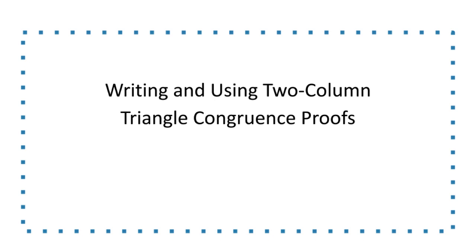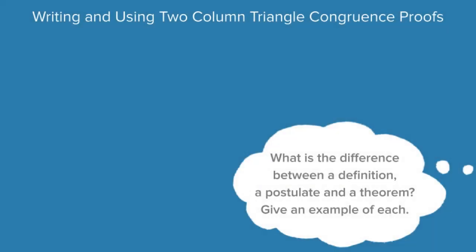Writing and using two-column triangle congruence proofs. Let's start with a question. What is the difference between a definition, a postulate, and a theorem? Give an example of each.